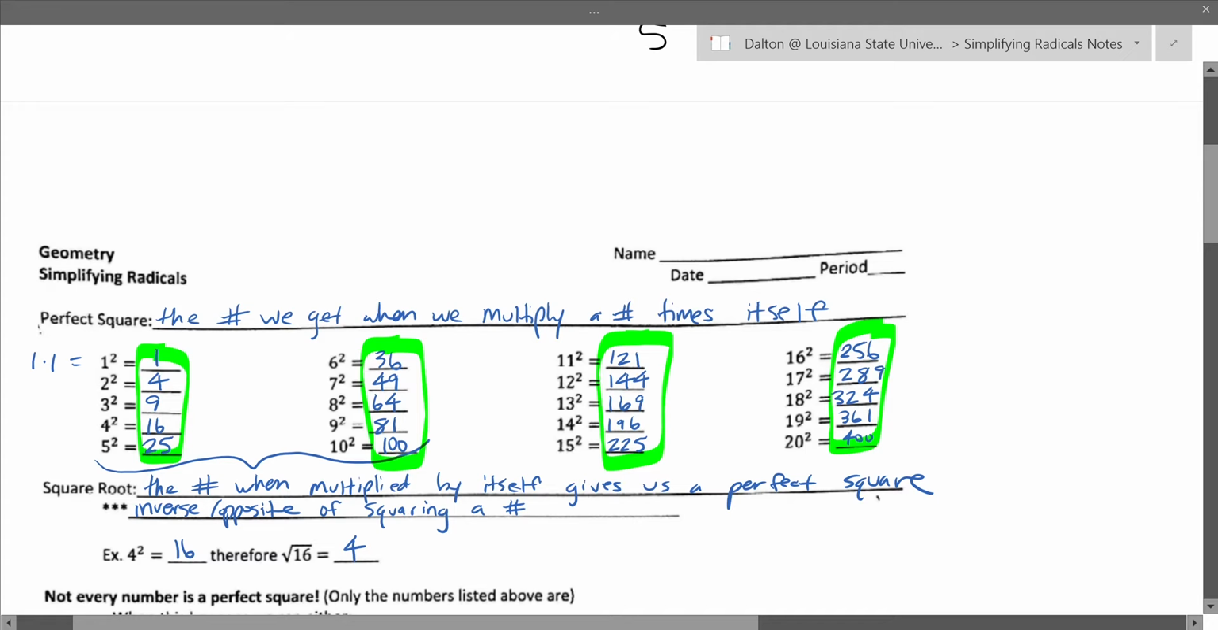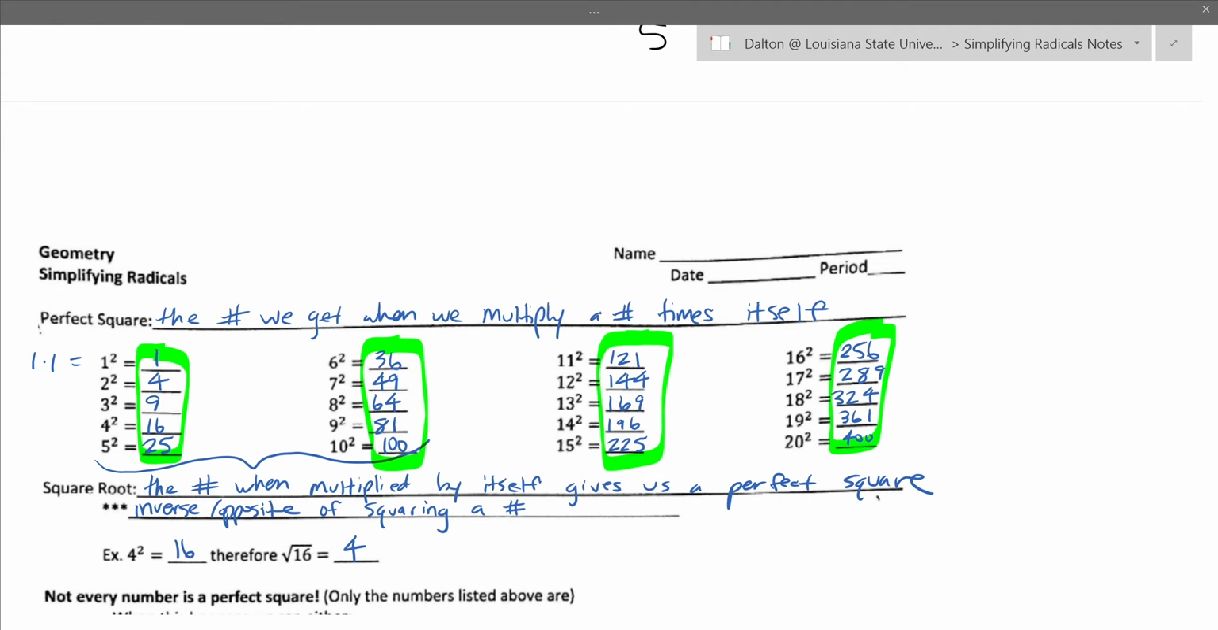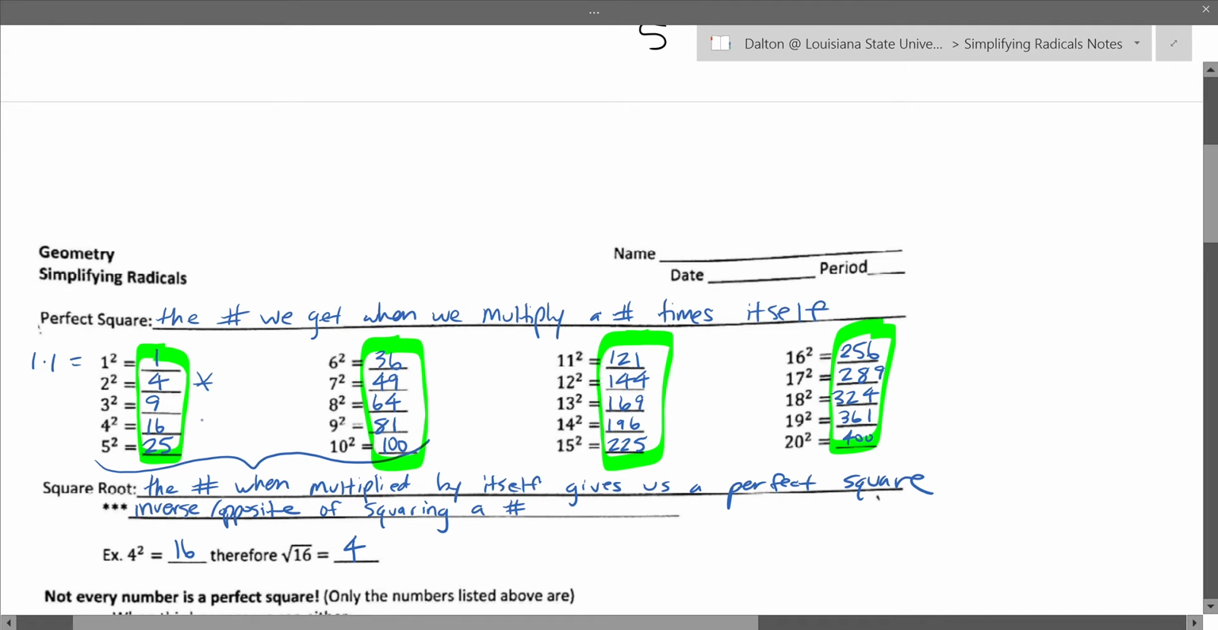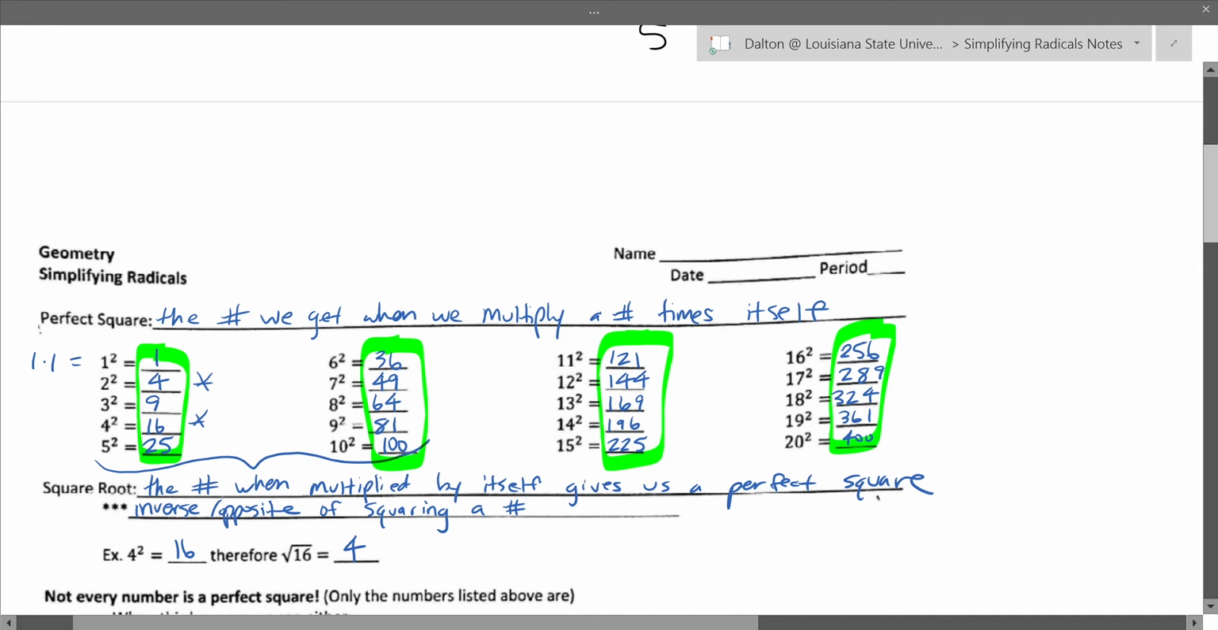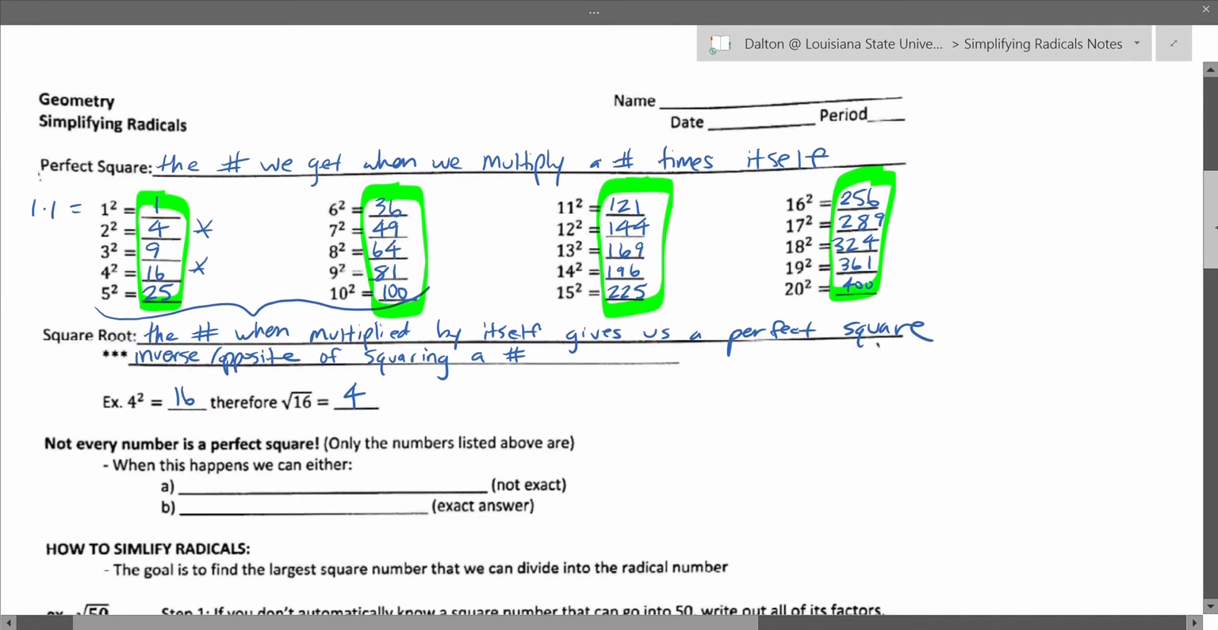Now, both of these in this case happen to be perfect squares, right? Because 4 is on this list of perfect squares, and 16 is on this list of perfect squares. That doesn't always happen. That's just a coincidence. Not every number is a perfect square. Otherwise, there wouldn't be anything special about it. Only the numbers listed above are.